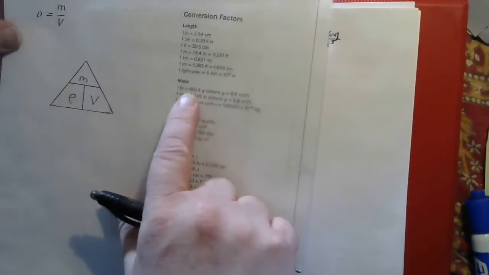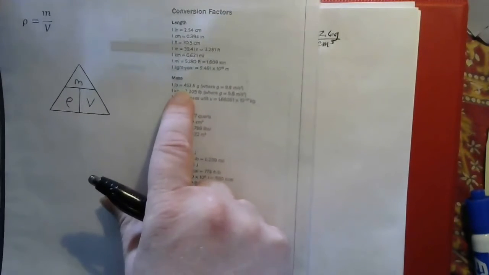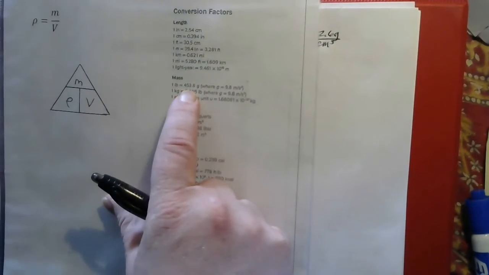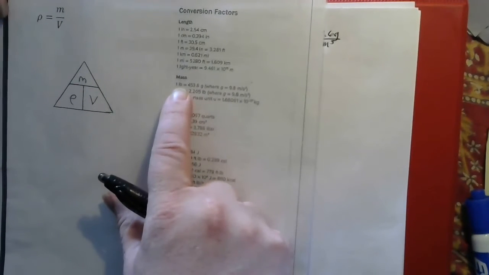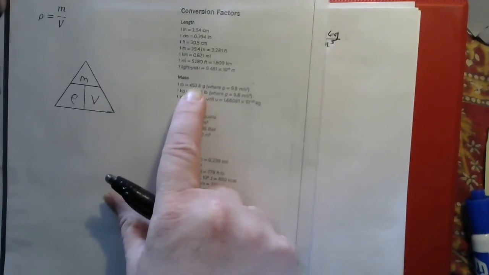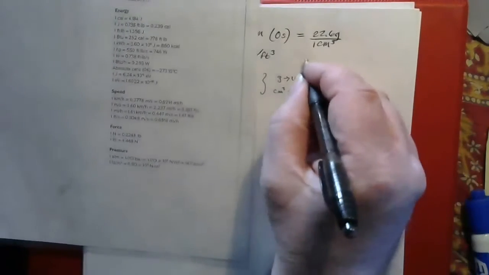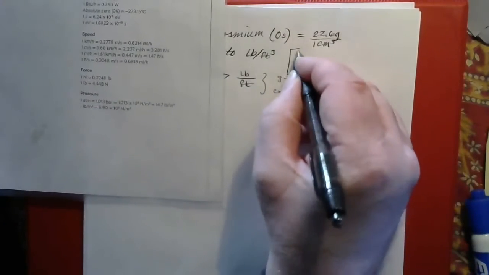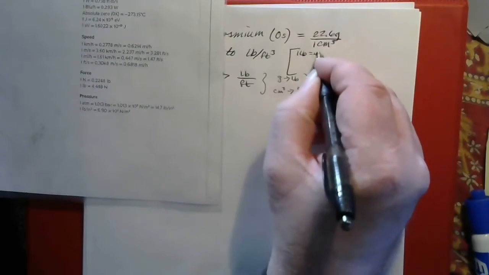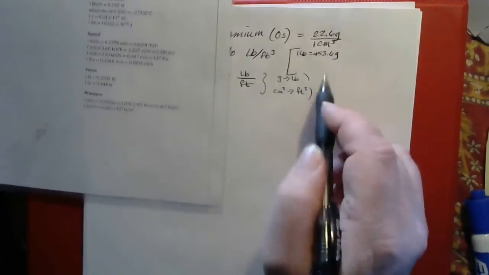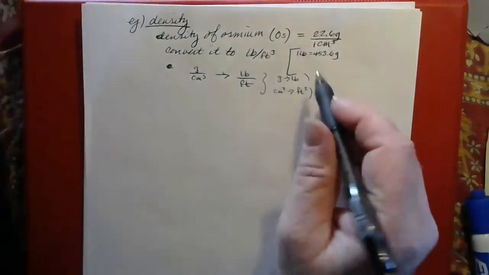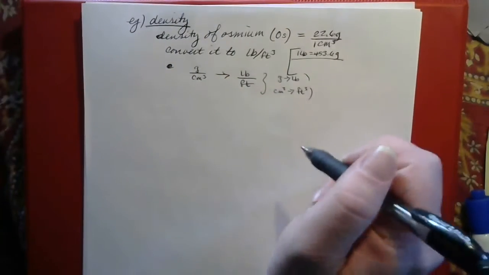Now for grams to pounds, let's look under mass, because that's what grams are. Technically, pounds are a weight rather than mass, but close enough. 1 pound, oh, there you go right there, first one. 1 pound equals 453.6 grams. Okay, that's going to be a useful one. And that actually does it. That's all we need for the first unit conversion.